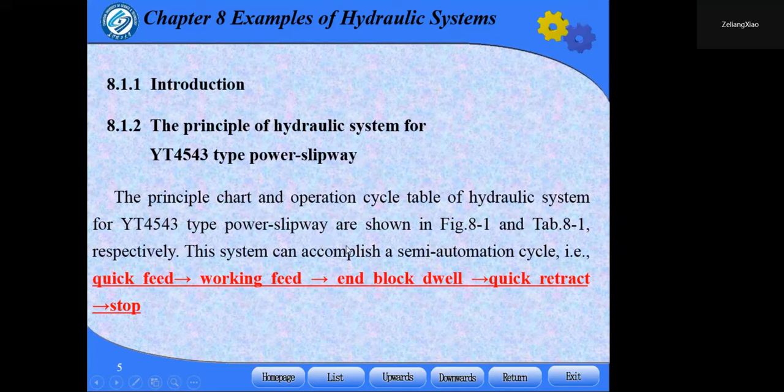These systems accomplish a similar automation cycle. It includes work feed, end block, and stop. This is the sequence of procedures. First, we can see the quick feed.